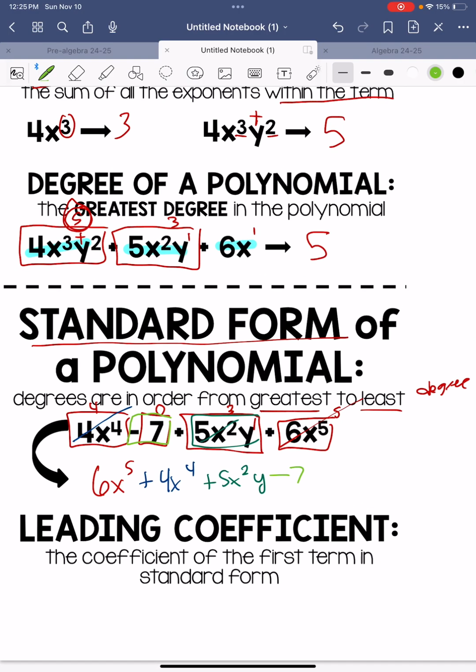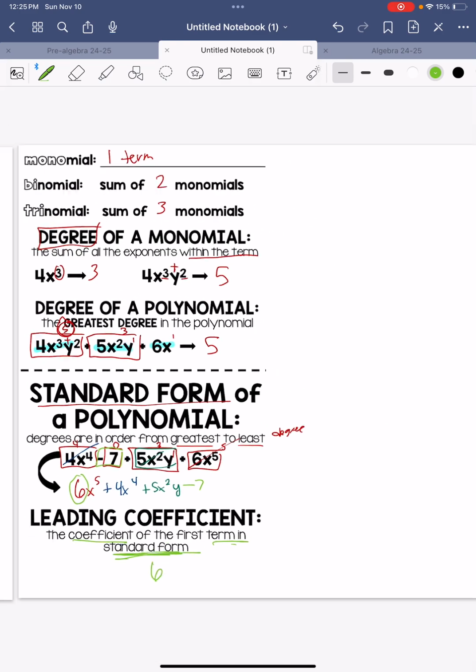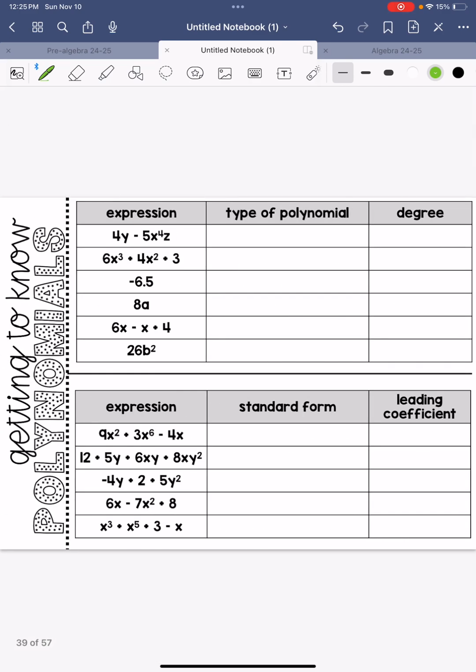The leading coefficient is the number in front after it's written in standard form. So a coefficient is the number in front. After it's written in standard form, that number would be 6. It does not mean the biggest number. So we're going to put all of those words together to complete this paper. I'm going to save some time and skip some questions.